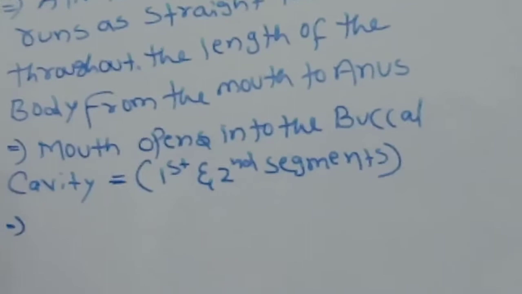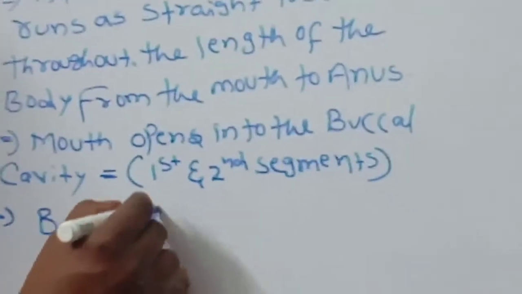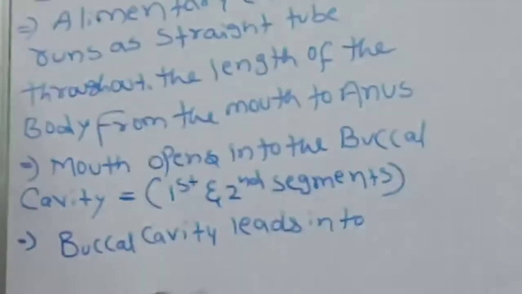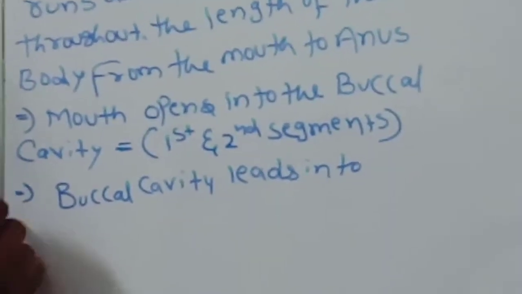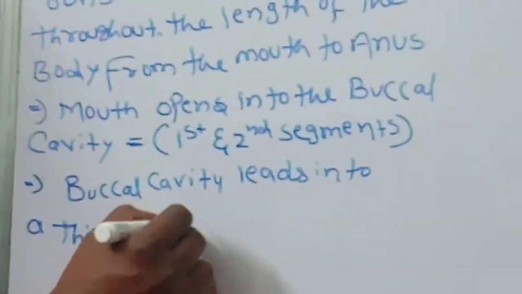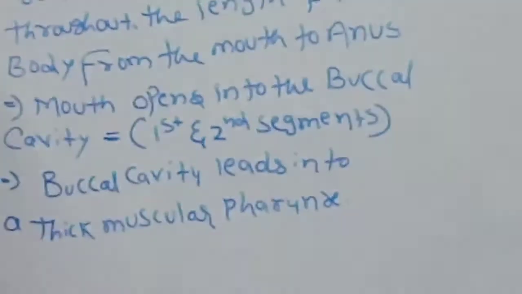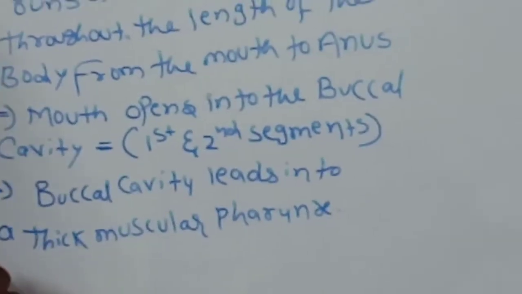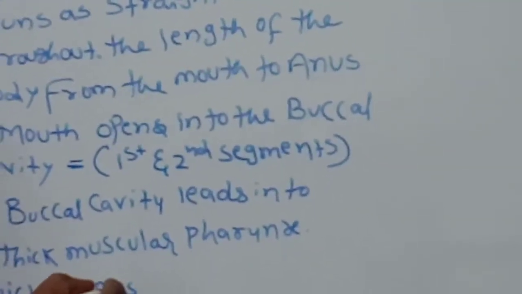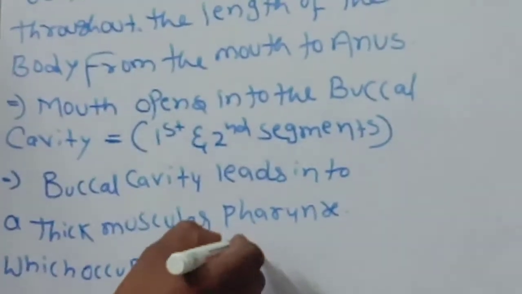The next one: the buccal cavity leads into a thick muscular pharynx, which occupies the third and the fourth segments.